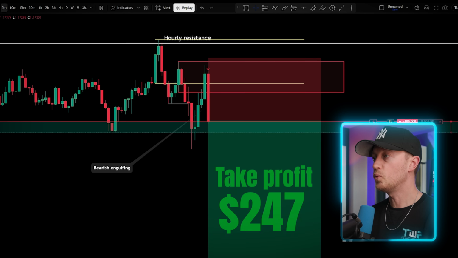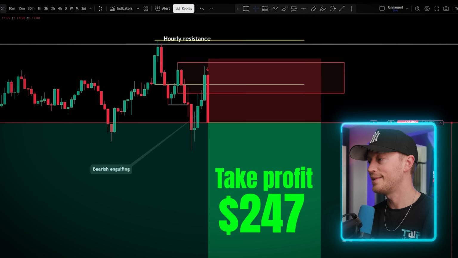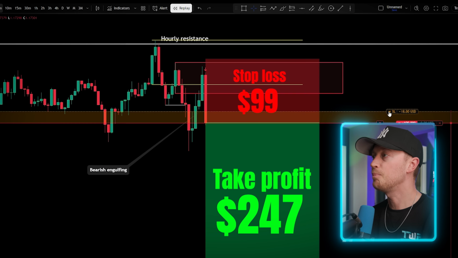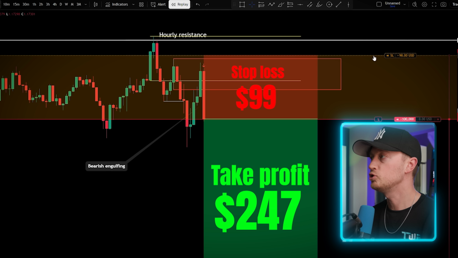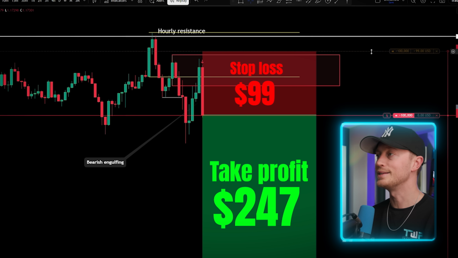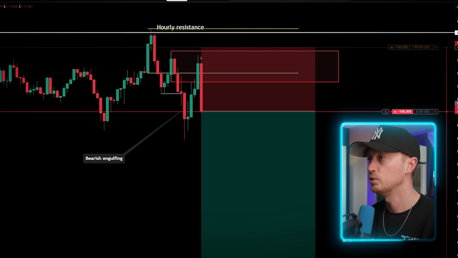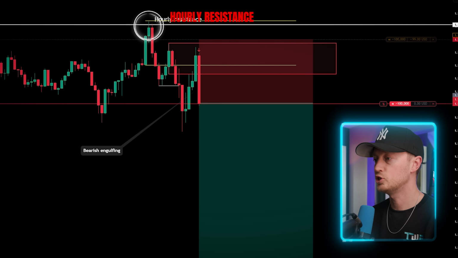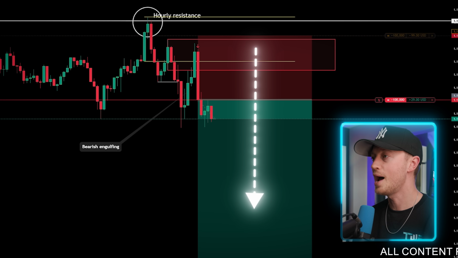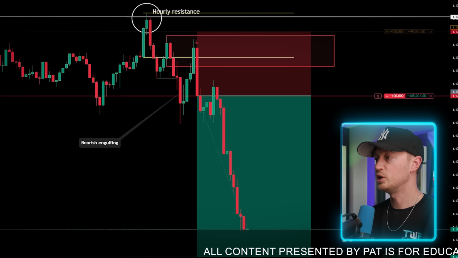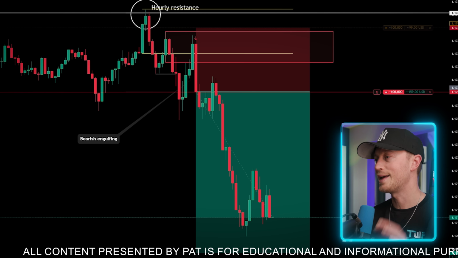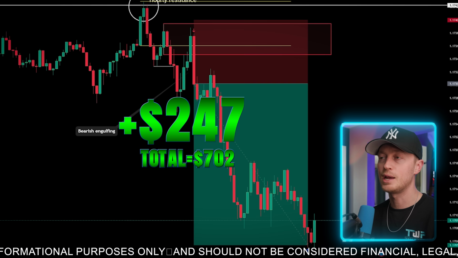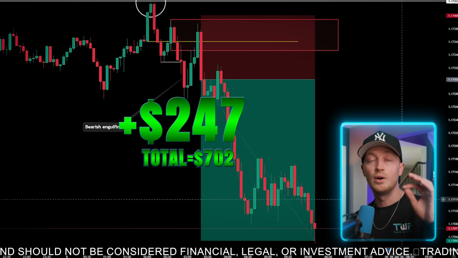Obviously, we're selling. So with my take profit all the way down here, I'm targeting about 247, and my stop loss up here, if I lose, I'm losing only about 99. Great risk reward ratio. So you can see right here, price just tapped our hourly resistance, shot down, created the supply. We went right into the trading position and pushed down that bearish engulfing, helping us with momentum, had good displacement, and we smashed the take profit right there for 247.